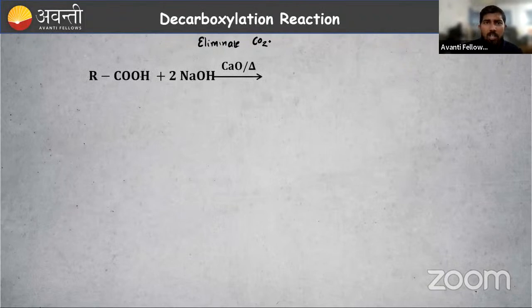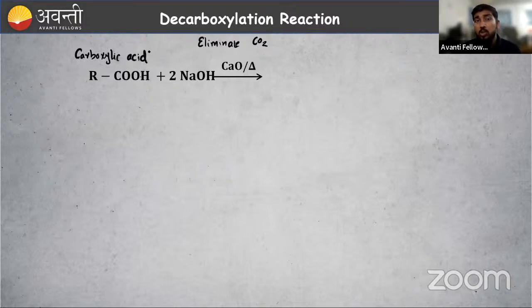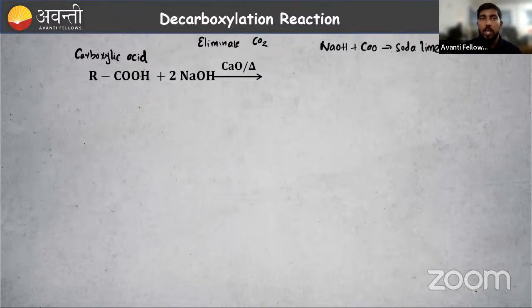So what is this RCOOH? We have studied about functional groups. COOH means that is an acid. It is a carboxylic acid. So we have a carboxylic acid. This process is also known as the soda lime process. Why is it known as soda lime? So what is soda lime? We have to understand that one. NaOH plus CaO, that is known as soda lime. So here we are taking soda lime. So this is also known as the soda lime process.